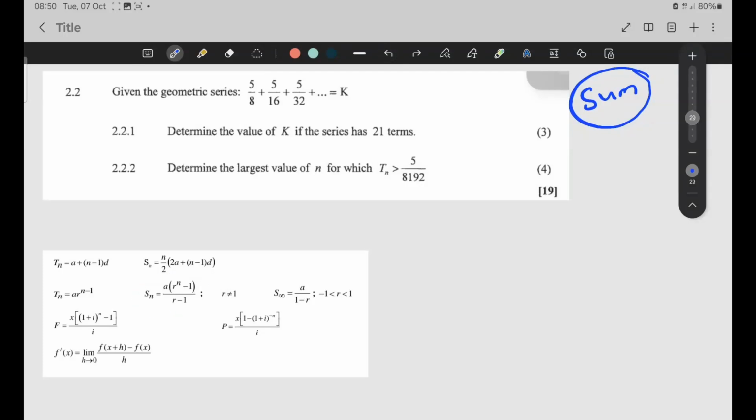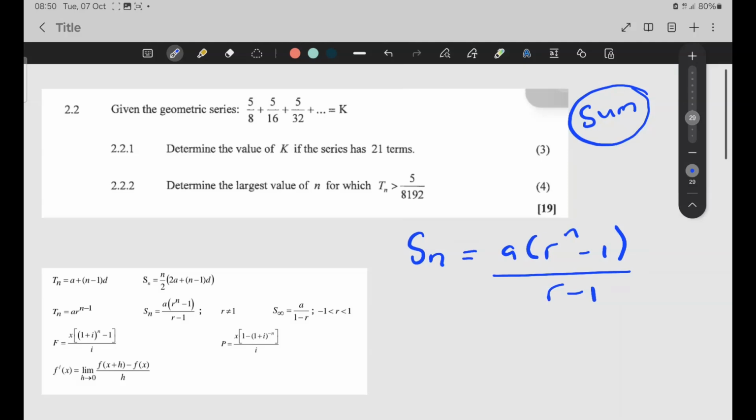Eh? So step number 1, copy the formula. So I'm going to copy the formula. And now it says here that the sum of this series is equal to k. So this sum over here, this is k. So I'm going to make this k. Remember, a refers to the first term in the sequence. So a is the first term. So this is the first term, 5 over 8. So this is 5 over 8.